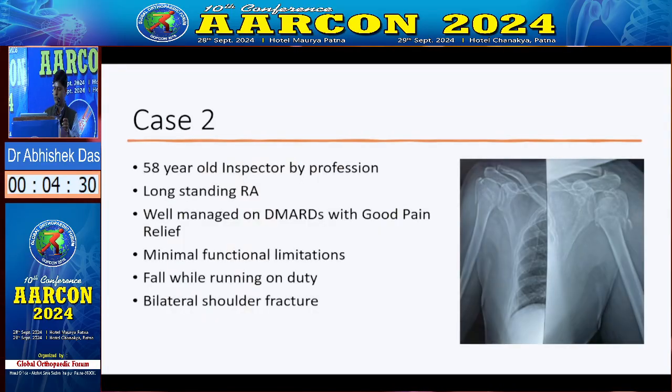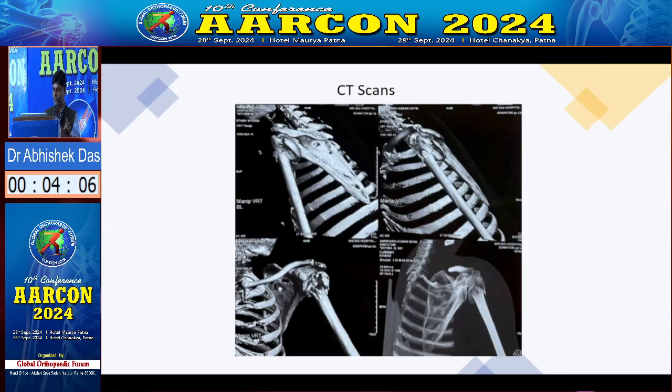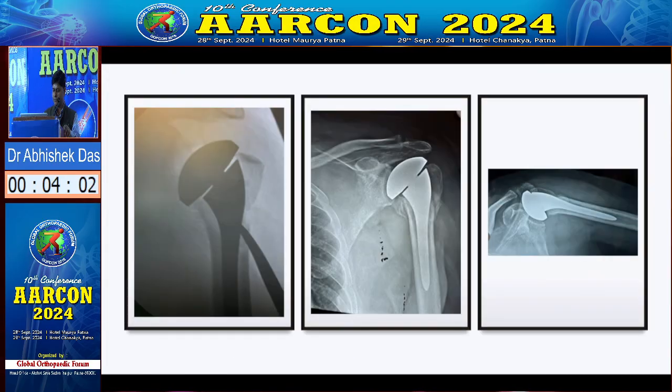This is case 2, which was done about a year and a half ago. A 58-year-old inspector by profession, with long-standing rheumatoid arthritis, well managed on DMARDs with good pain relief and minimal functional limitation, had a fall while running on duty and sustained bilateral shoulder fractures. Nothing much needs to be said about the right side, where we did a fixation, but the left side, I think everybody will agree, is an irreconstructible proximal humerus fracture. This is what we did.